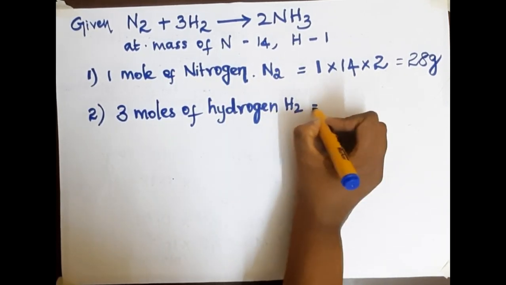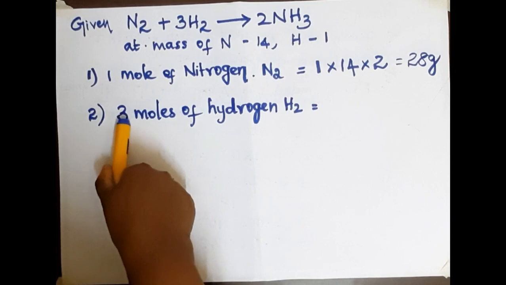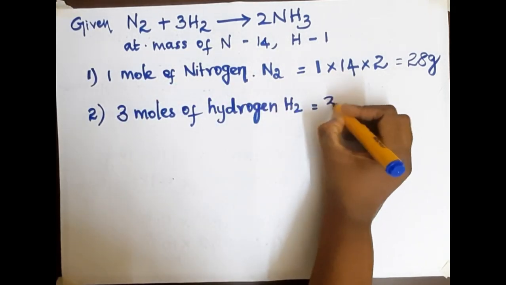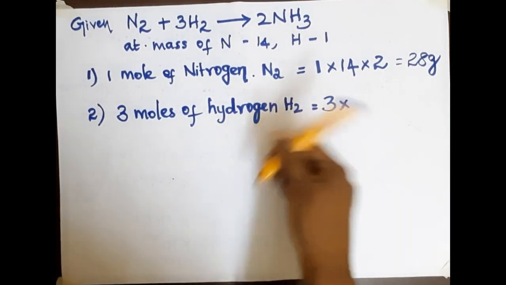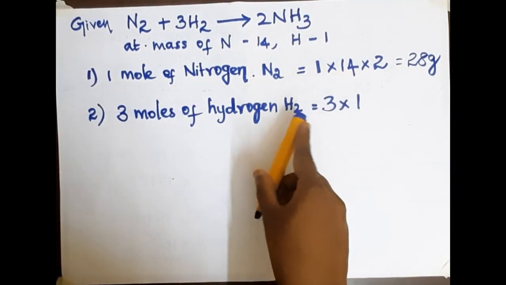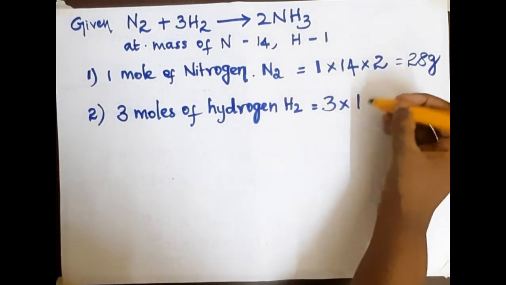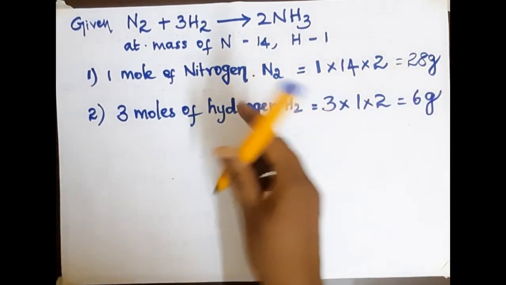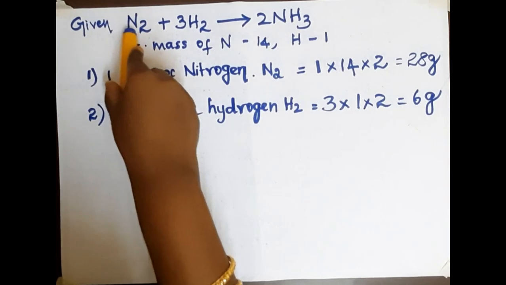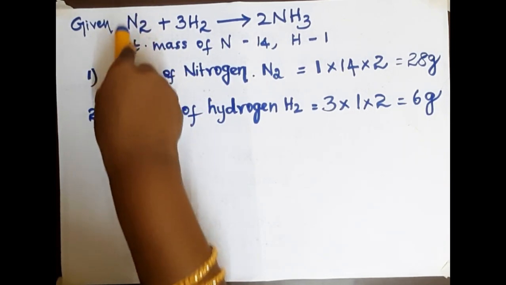Next, 3 moles of hydrogen, H2. What is the rule, children? First we have to write the number of moles. See here, 3 into. What is the atomic mass of hydrogen? It is 1. Next, how many atoms are there, children? 2. So this becomes 6 gram. Let me repeat it, children. Here in the equation, listen here, 1 mole. See, there is no number.